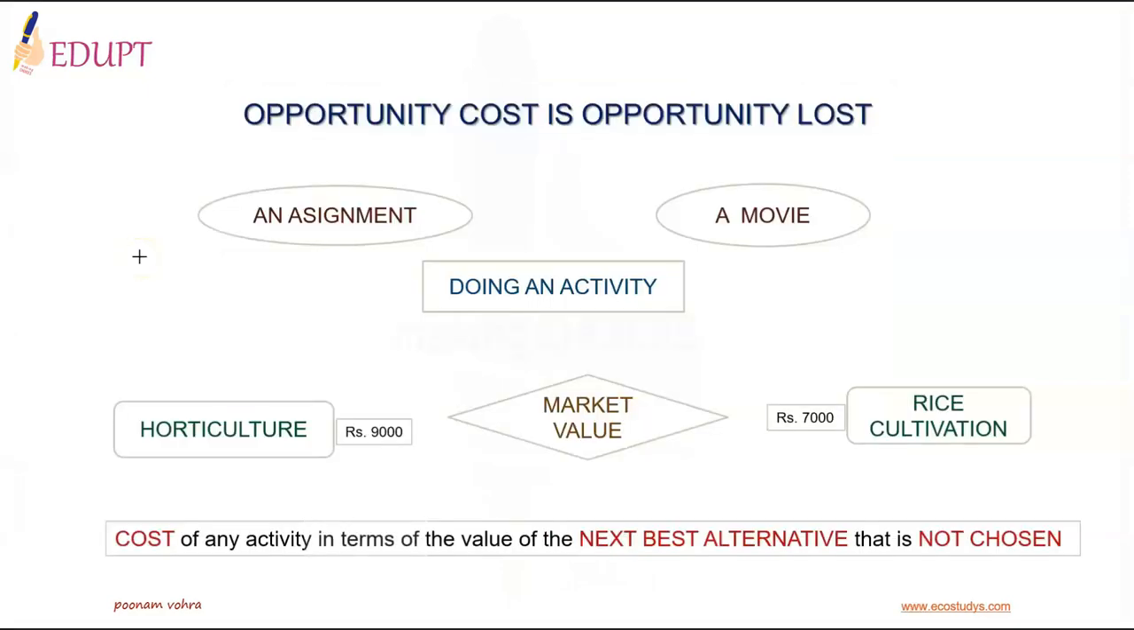Every individual, every society has resources that are scarce. Hence, the society is forced to make choices. To produce more of one good, a certain amount of another good has to be sacrificed.